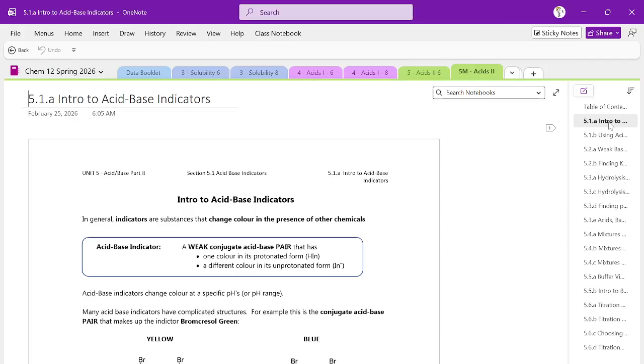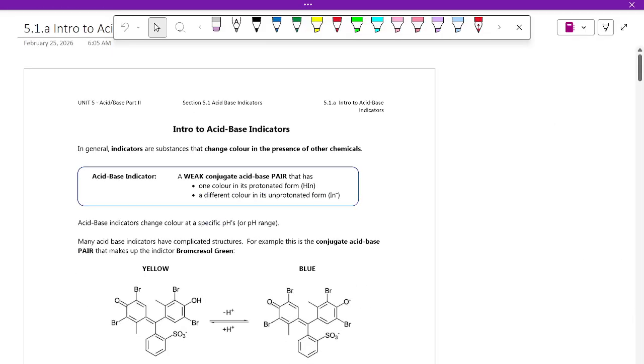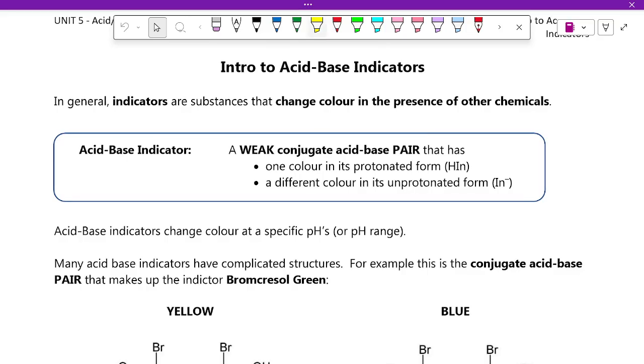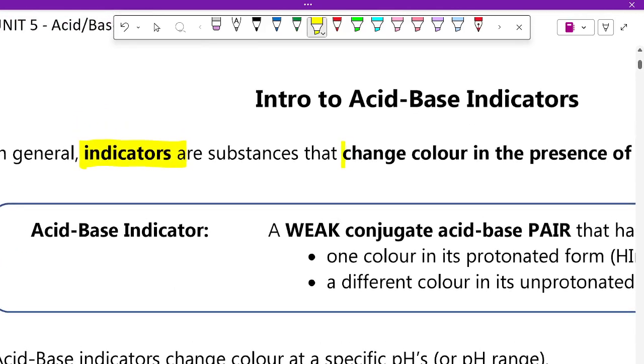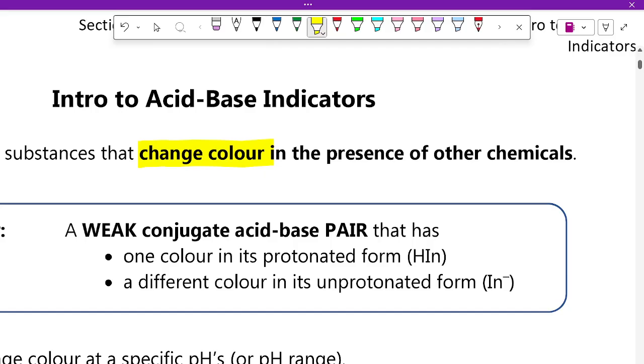Okay, so we're going to start with acid-base indicators. And in general, an indicator is a substance that changes color. When does it change color? It changes color in the presence of other chemicals.